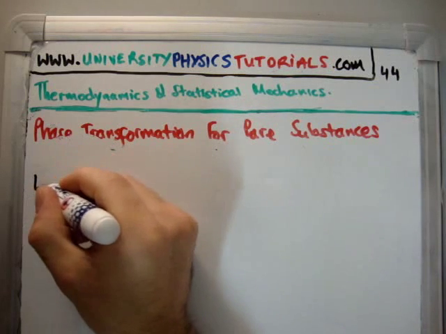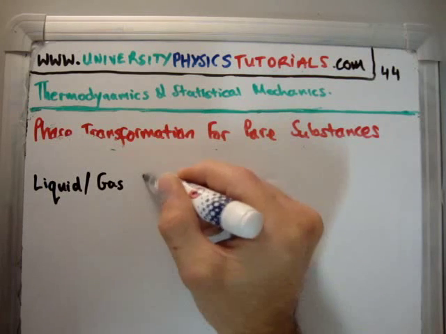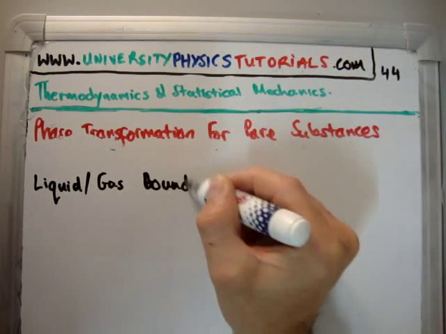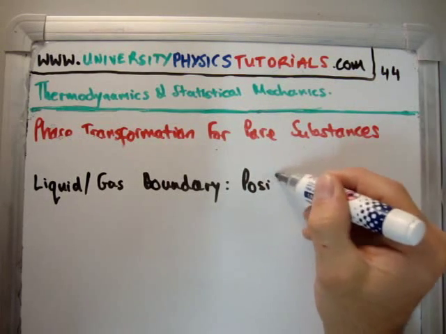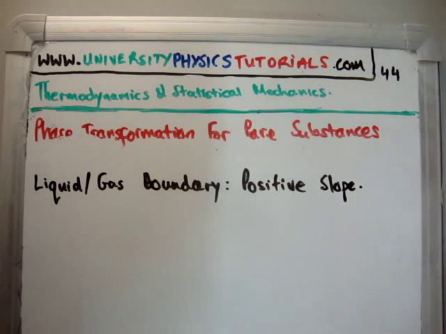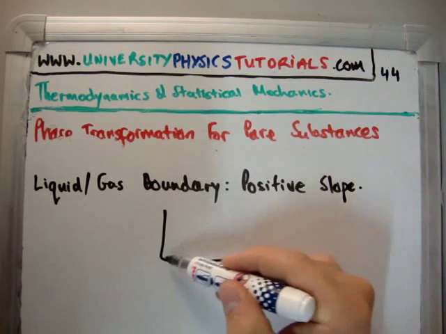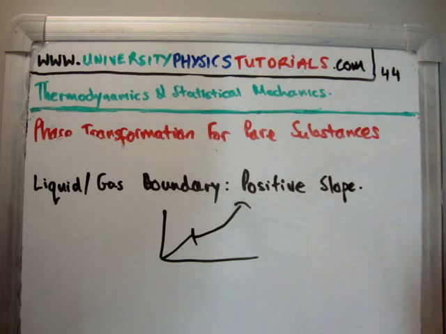liquid gas boundary. So the liquid gas boundary has a positive slope. Okay? So if you remember a moment ago, our liquid gas boundary looked like this from here to here. It looked like that. So it has a positive slope.